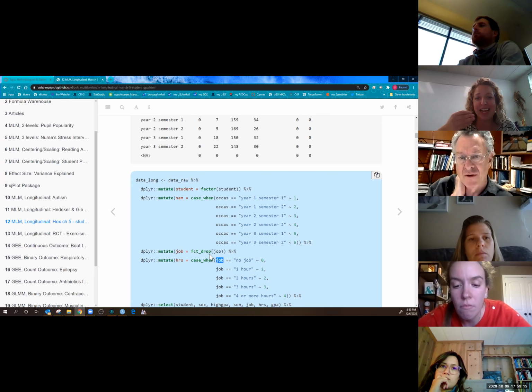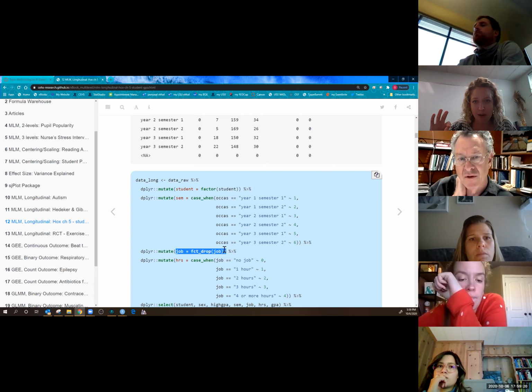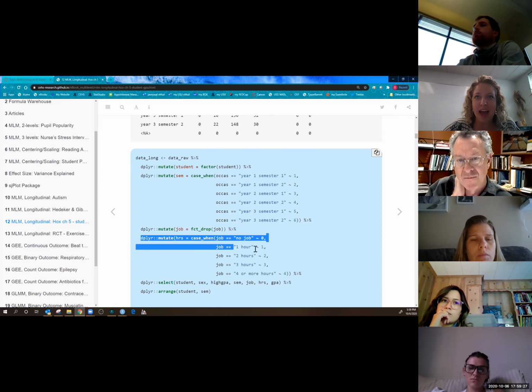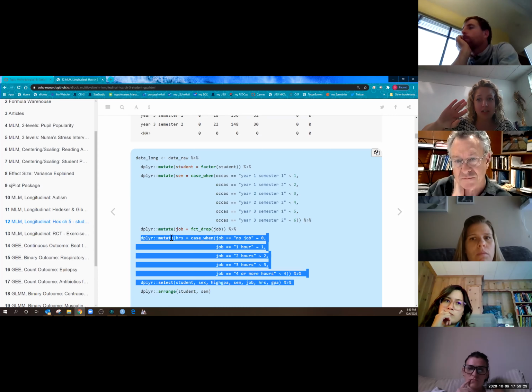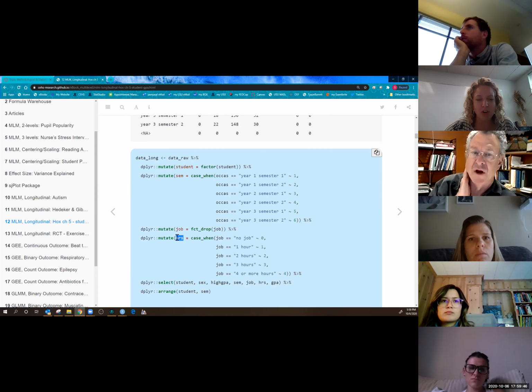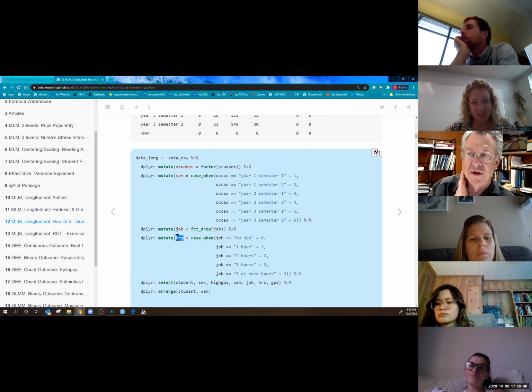So to create a new variable, now when I did this one, job, I revised that variable and saved it over itself. For hours, in this step, the mutate statement can either revise a variable and save it over itself, or it can revise a variable and save it as a new variable in the data set. So I'm taking the pre-existing job variable and creating a version of it that I am going to name hours. So hours becomes a new variable within the data set.